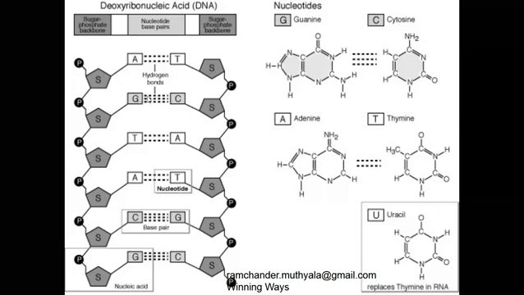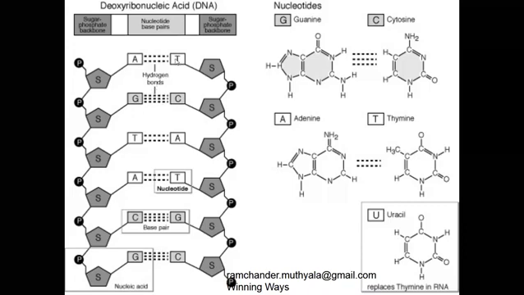And between the two nitrogenous bases, hydrogen bonds are present. Adenine always binds with thymine with two hydrogen bonds. Guanine always binds with cytosine with three hydrogen bonds. So during the formation of nucleic acids, there are three chemical bonds: one is phosphodiester bonds, the second is glycosidic bonds, and the third is hydrogen bonds. This is in the formation of DNA.